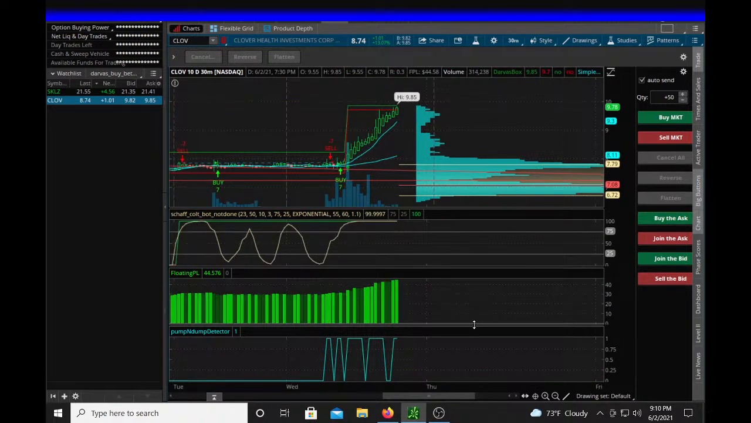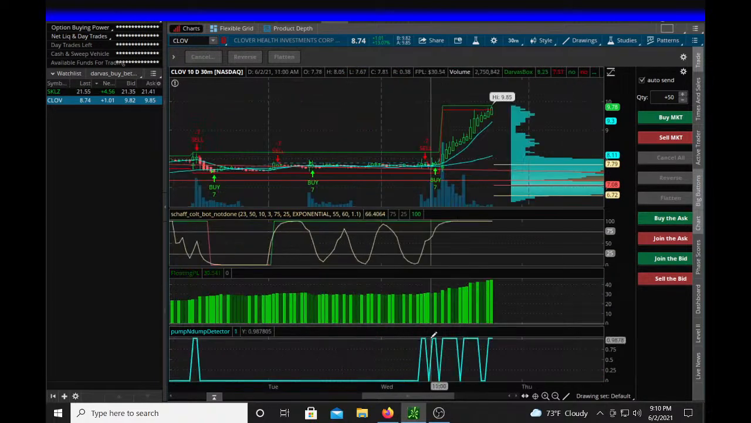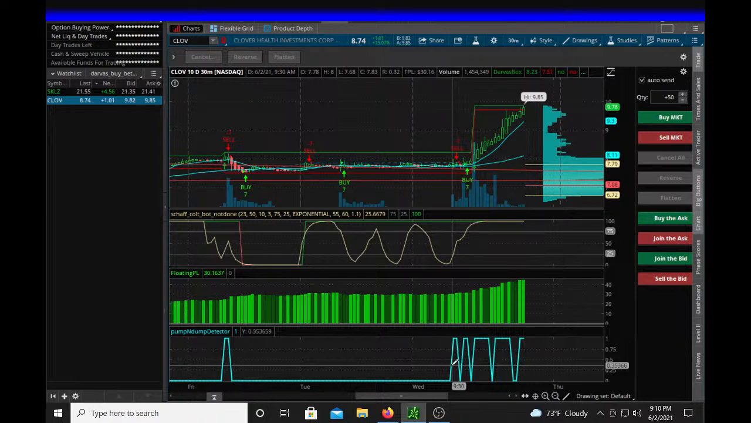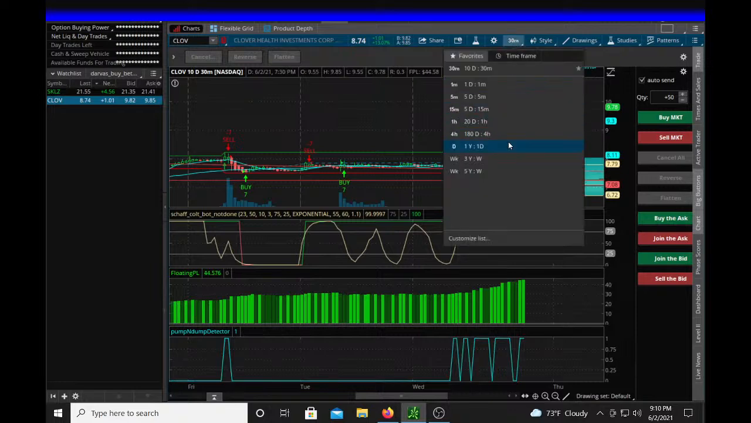Alright, and it looks like, yes, we are being pumped and dumped. So this pump and dump detector detects big moves, and then when they fall off. So you can keep up with them while they're moving, and then you can keep up with them while they're falling off. Okay? Very important.